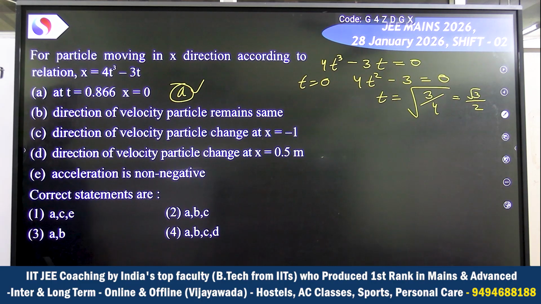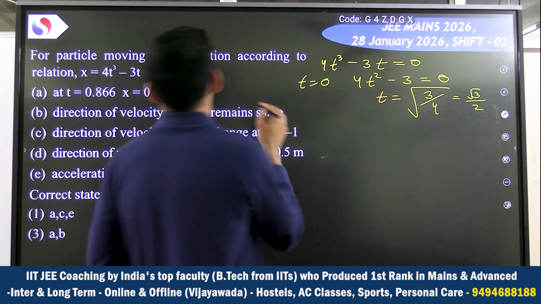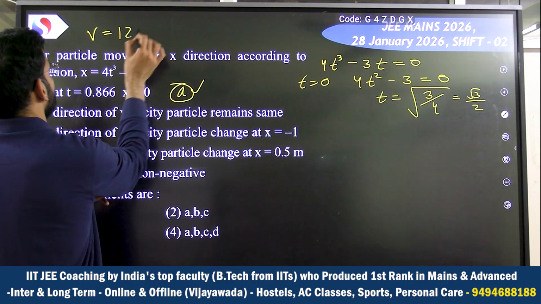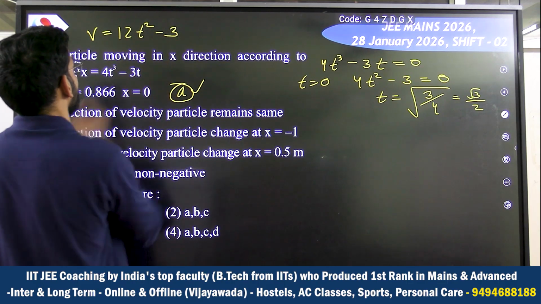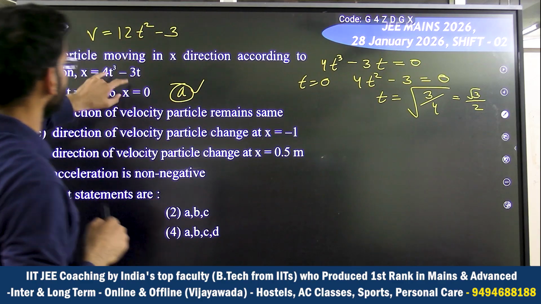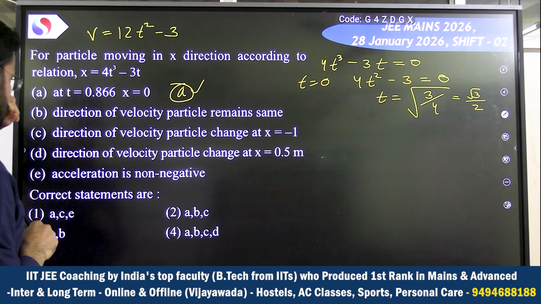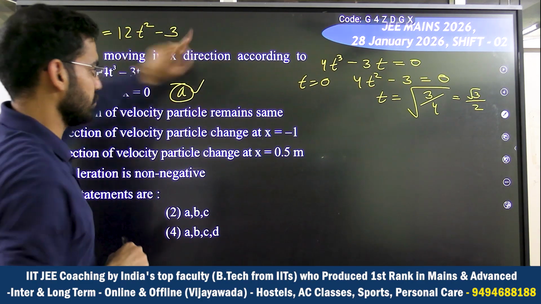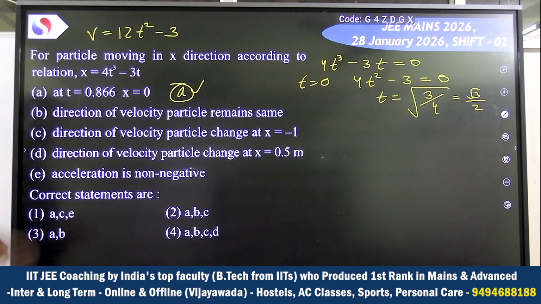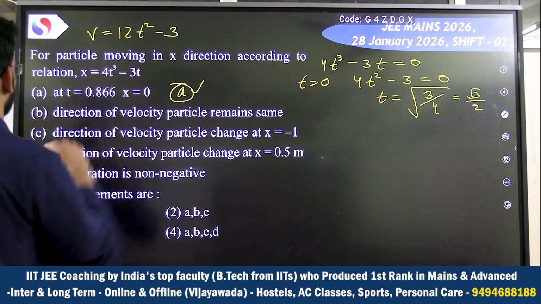A we got. Direction of velocity of particle remains the same. So let's go for velocity. This is the displacement, so for velocity, what will come? 12t square minus 3, right? Now if you put lower time, you will see that there is a negative velocity also. So direction of velocity of particle remains the same? No, right? So B is wrong. I think he is asking for the correct statements only. Yes, correct statements only. So B is not correct.